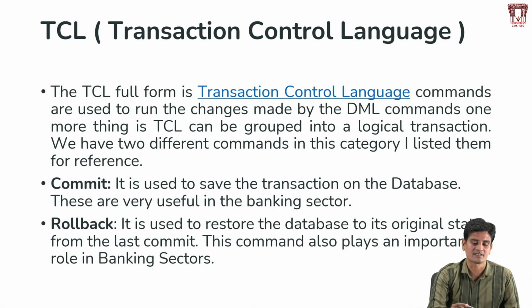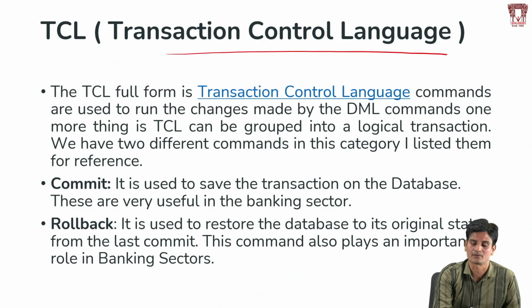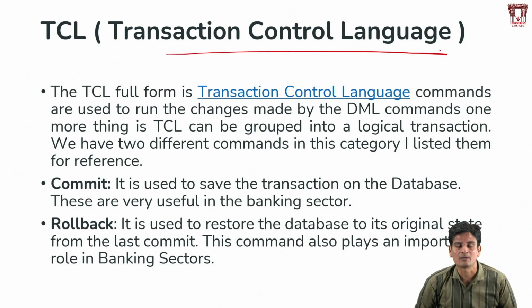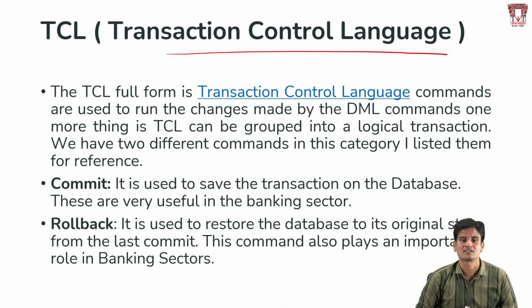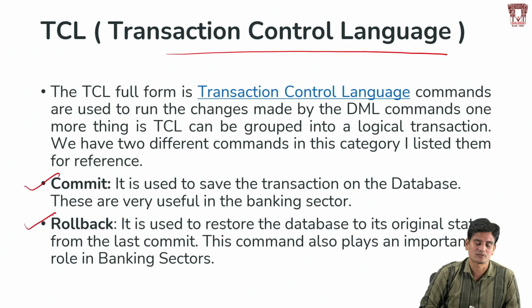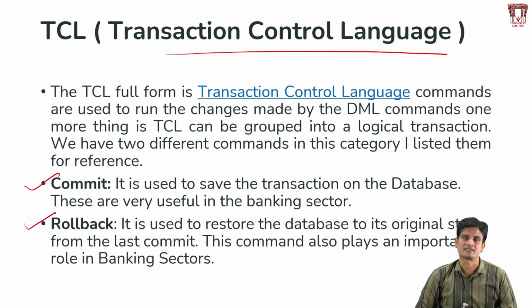And the fourth category is called TCL. This is transaction control language. There are some commands in this TCL which are used to run the changes that the DML commands have made. And this TCL is grouped into logical transactions, and transaction control language is mainly helpful for the banking sector. They use commands like commit and rollback. These are the two types of commands, and they are essential for these sectors.